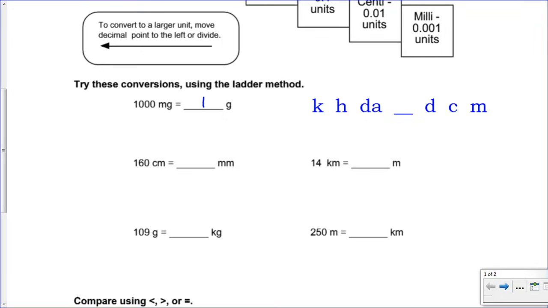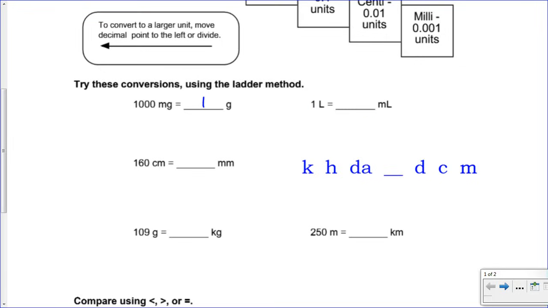Okay, moving on to the second example here. We're going from liters in this example to milliliters. Now going from liters to milliliters, we're going from our base unit and jumping over 3 spots, this time to the right. So we start off with 1 here. And the decimal point, again, if it's not there, it's just right after the last number there. And we're going to move it over 3 spots to the right.